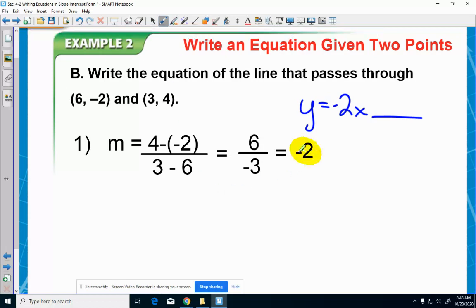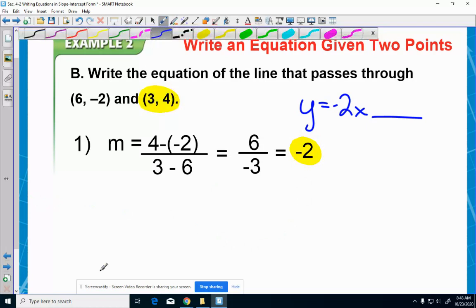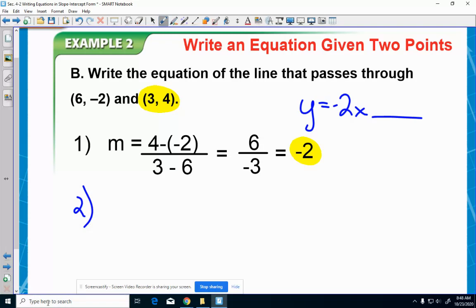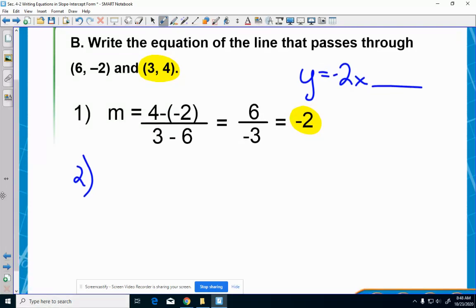So now it's using this information and one of those ordered pairs. Like I said, my suggestion is I use that one. And I fill in accordingly. Yes, sir? Which ordered pair did you use? Well, so remember, you're plugging into y equals mx plus b. The first thing you need is the y. What is y in this ordered pair?